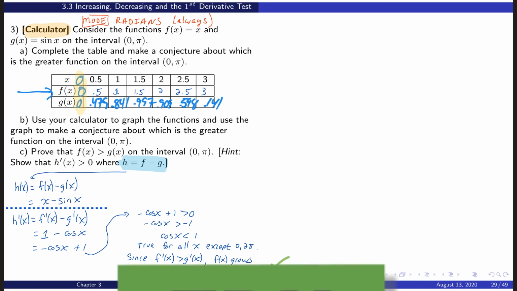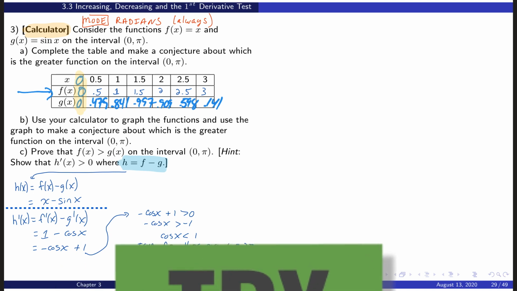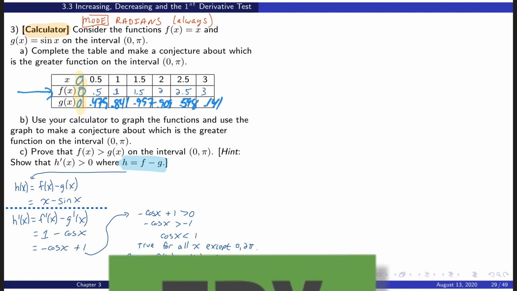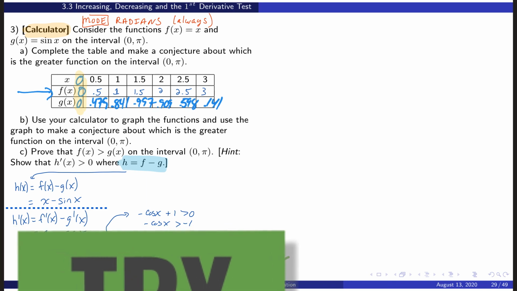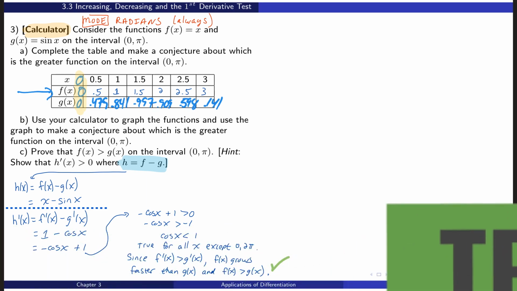The interval that we're looking at is 0 to pi, so we know that since h prime of x is greater than 0, we know that the f prime is greater than the g prime everywhere, and there's our answer. It's true for all x's. Since f prime of x is greater than g prime of x, f of x grows faster than g of x, and f of x is greater than g of x.